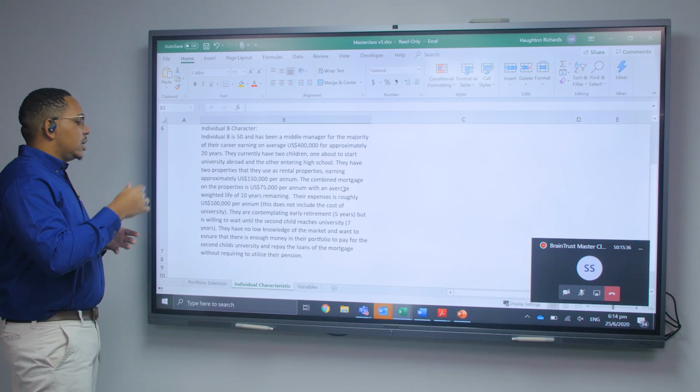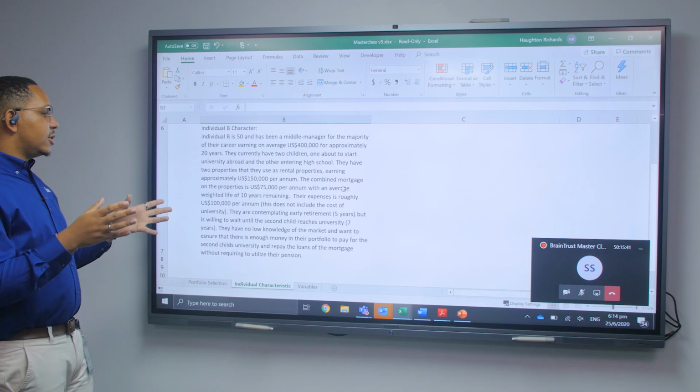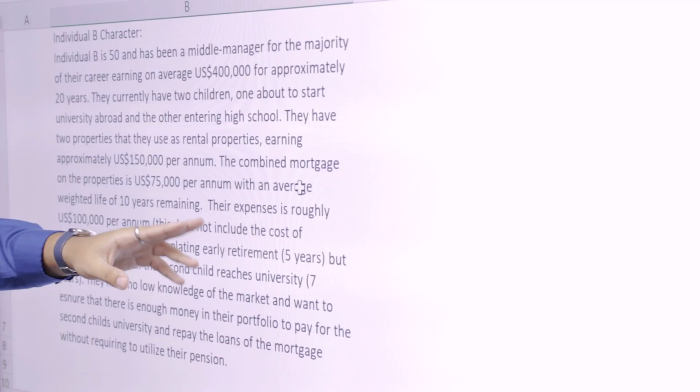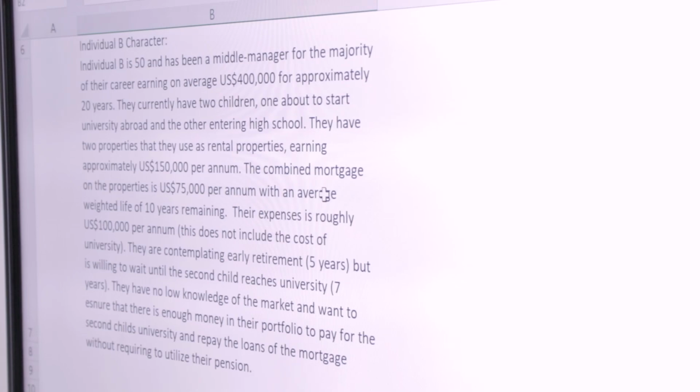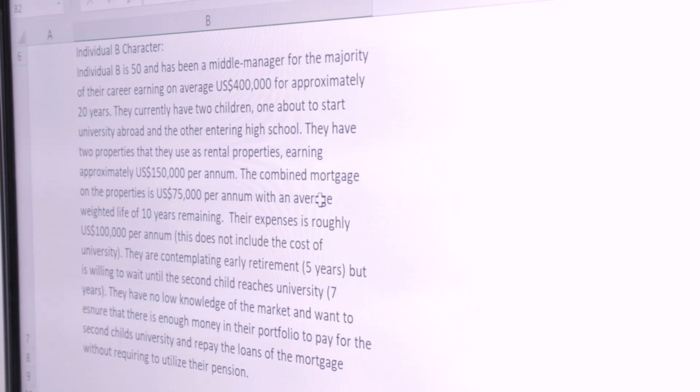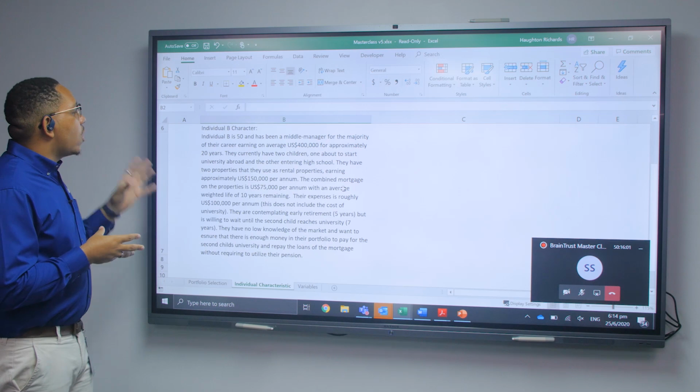They are contemplating early retirement, which is 5 years from now, but are willing to wait until the second child reaches university, which is 7 years from now. They have low knowledge of the market and want to ensure that there is enough money in their portfolio to pay for the second child's university and repay the loans of the mortgage without requiring to utilize their pension. So what risk profile would you guys assign to individual B?